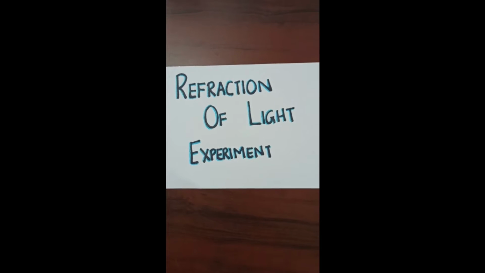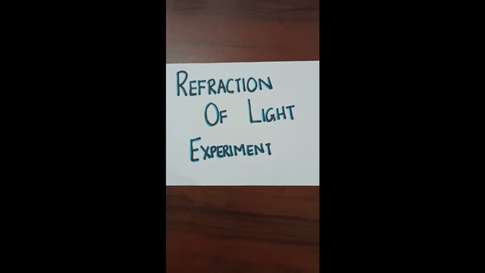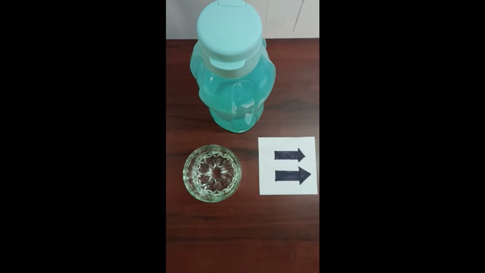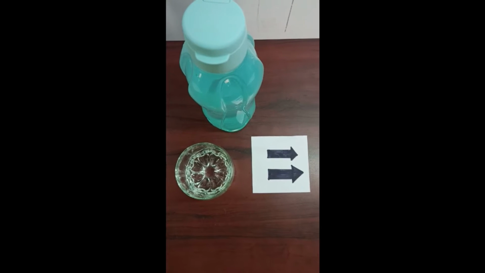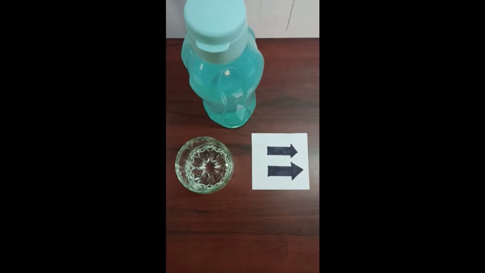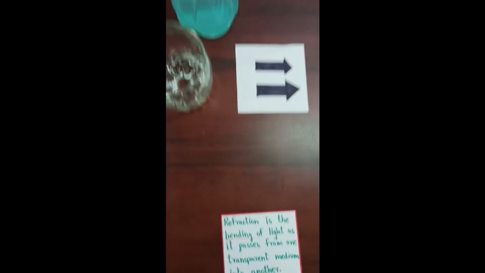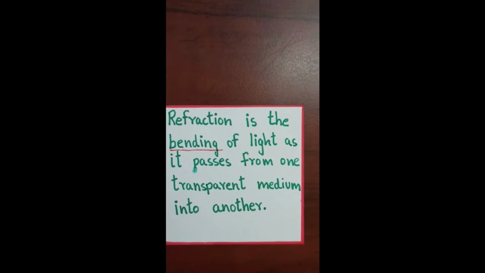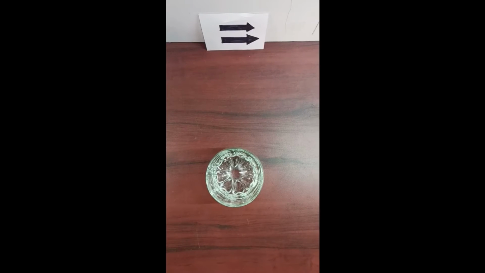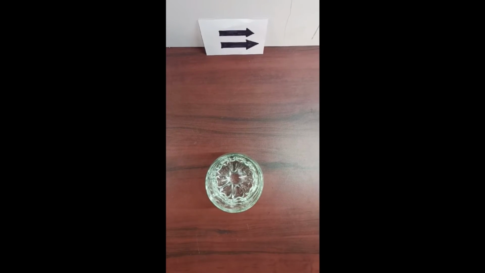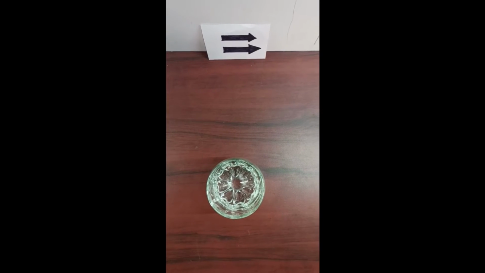Hey guys, so today we're going to look at the refraction of light experiment. To conduct this experiment, you will require some water, a glass and a piece of paper with arrows marked on them. To understand this experiment better, we need to know what refraction means. Refraction is the bending of light as it passes from one transparent medium into another. Now, let's move on to performing the experiment.